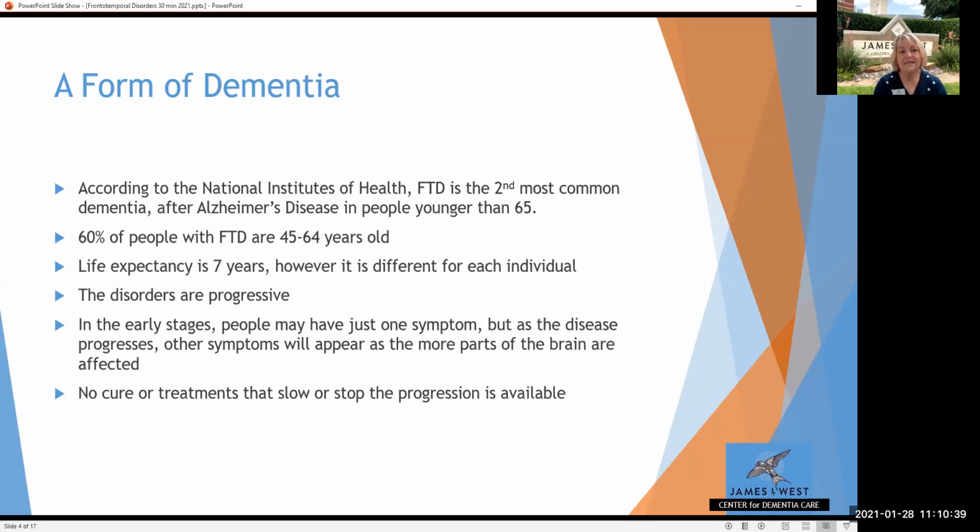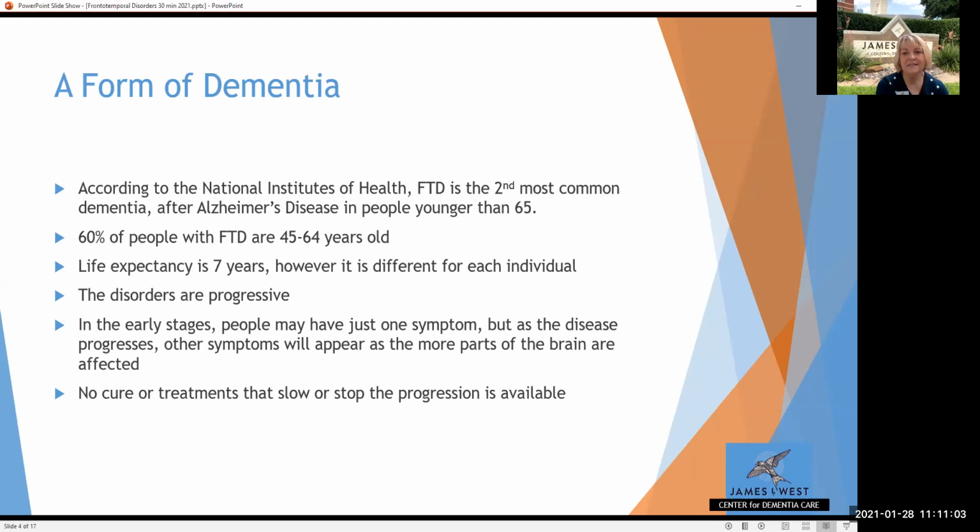We typically see it in people younger than the age of 65. So we have an earlier onset. But look at this first bullet point. According to the National Institutes of Health, FTD is the second most common dementia after early onset Alzheimer's in people younger than 65. 60% of people with FTD are diagnosed between 45 and 64.